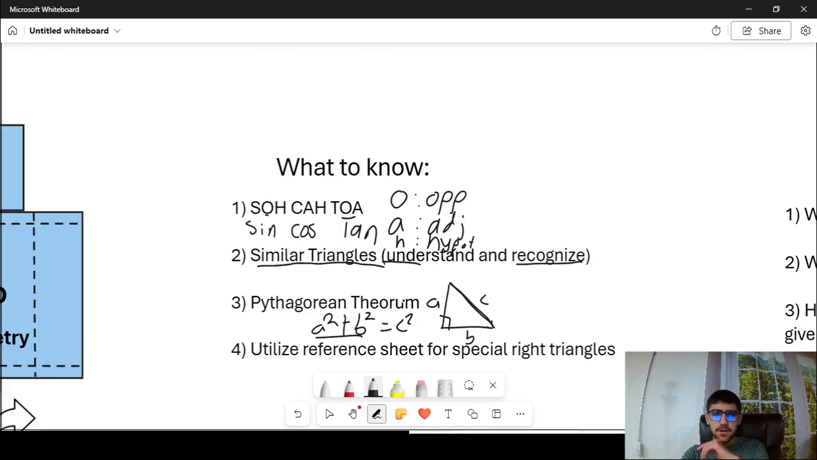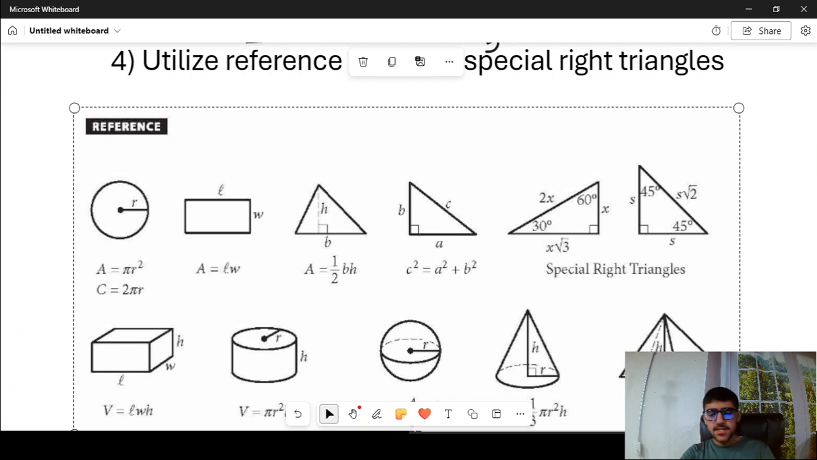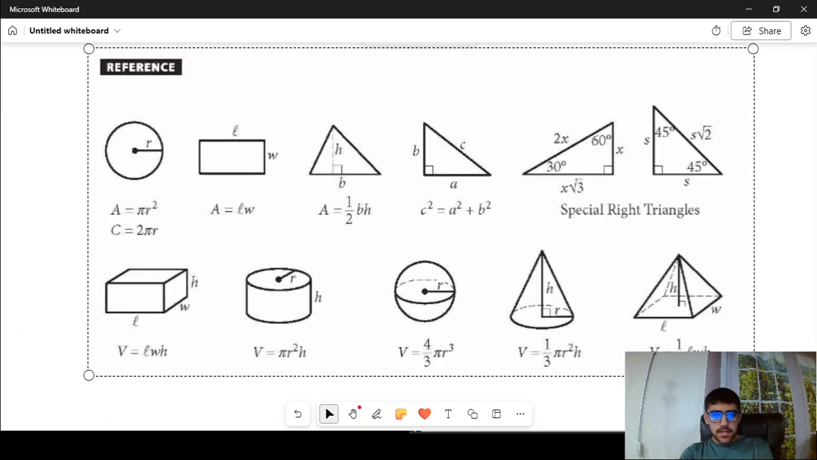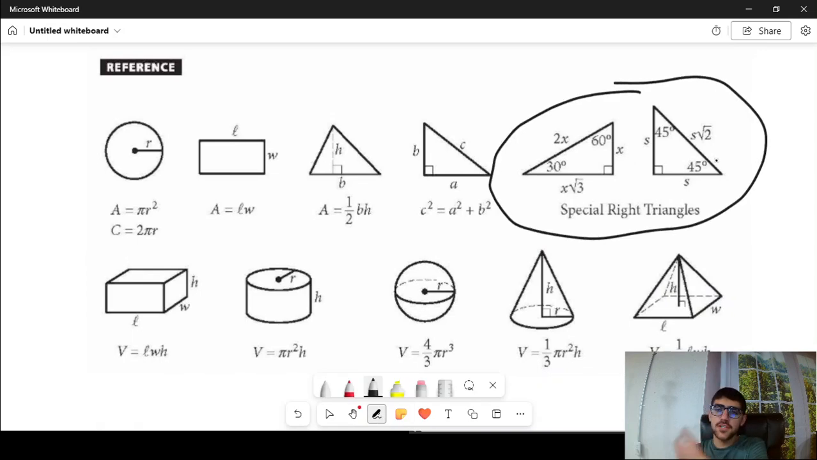I don't think I put it here. Yeah, I didn't put it here. But there's the 30, 60, 90 triangle, which is useful on the SAT. Okay, so I just added the reference sheet just so that it's clear. Right here, they give you two special right triangles, and it gives you the proportion, or the ratio, for the sides. For the 30, 60, 90 triangle, you have 2x, x, and x root 3. And for the 45, 45 triangle, it's s and s times root 2.